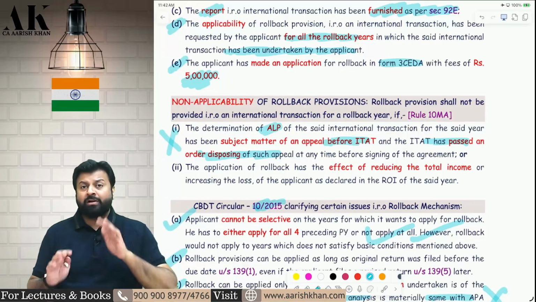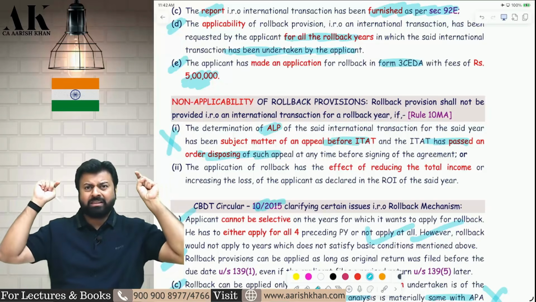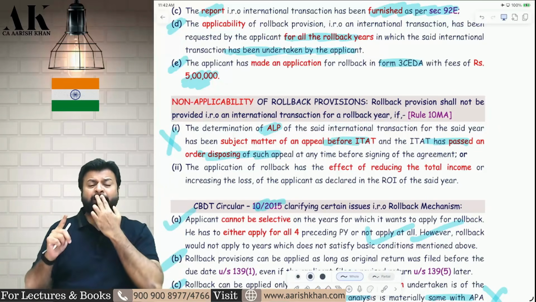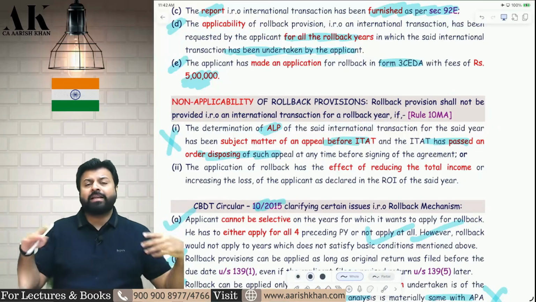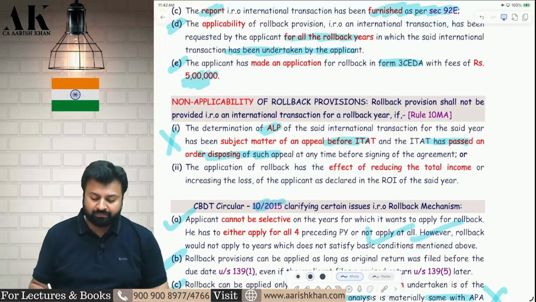Sir, what if the matter is pending in ITAT? If the matter is pending in ITAT, then you can go for rollback. If the matter is closed in ITAT, then you cannot go for rollback. I hope it is clear to all of you.